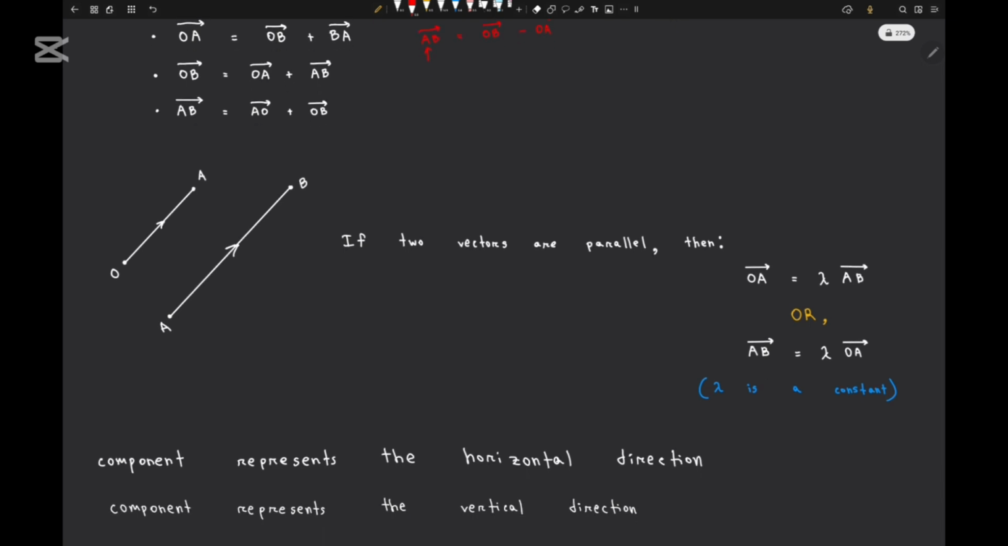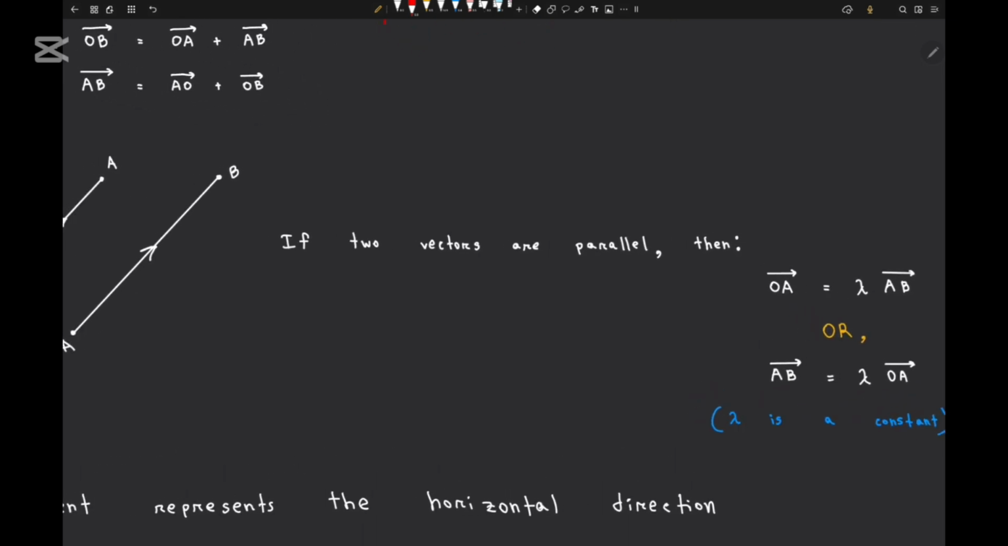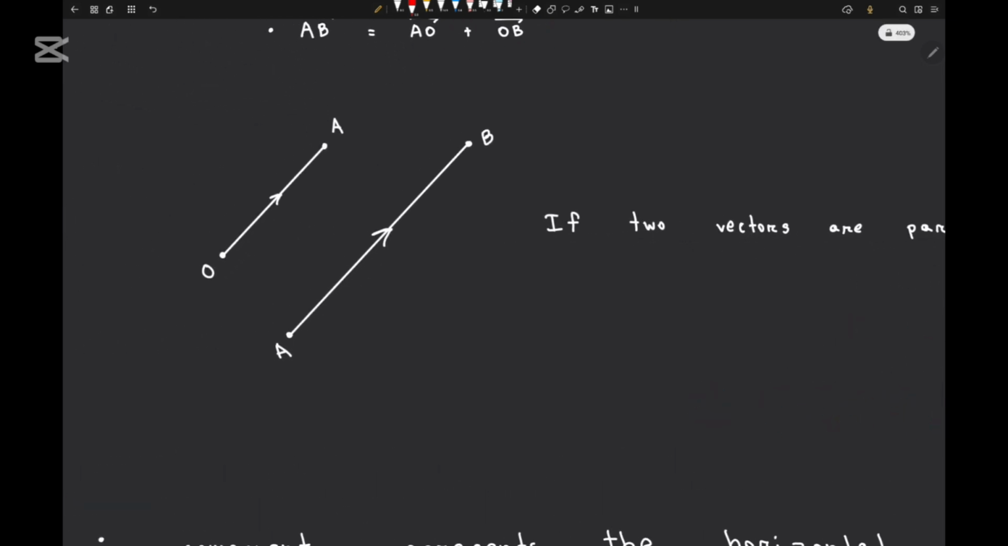Now moving on to the second part. If we have two vectors, let's say vector OA and vector AB, and if these two vectors are parallel to each other, parallel means that at every single point the distance is the same. So this distance is equal to this distance. Let's say this distance is D, this will be D, and this will be D also.